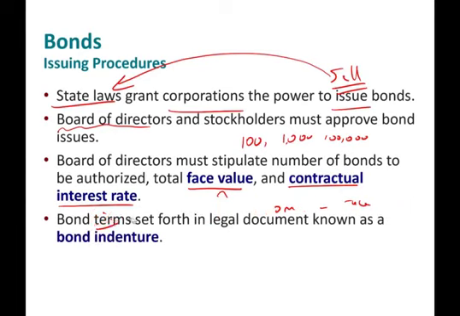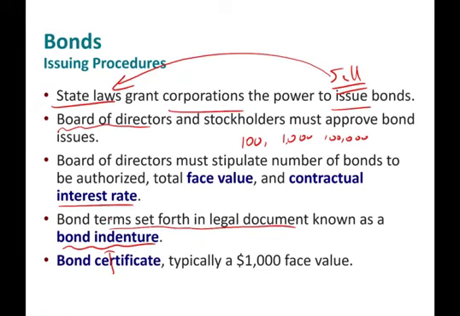Bond indenture. What is a bond indenture? Bond indenture are the terms set forth in the legal document. So basically, when the company sells a bond, they provide you with something called a bond indenture. It's basically the details of the contract between you and the bond issuer. Bond certificate, we're going to look at a bond certificate in a moment, and it's going to explain the face value. Typically has a $1,000 face value. So each bond, you can get a certificate for each bond, and each bond has a face value of $1,000.